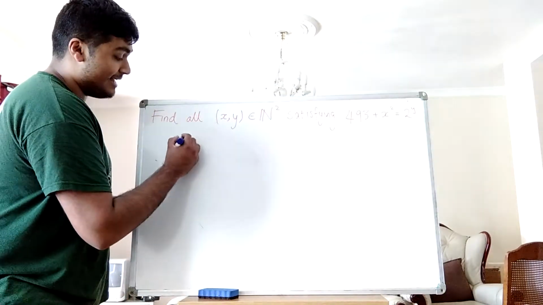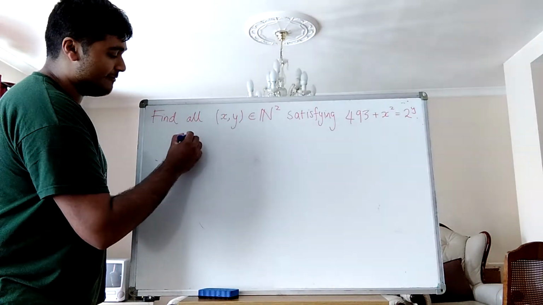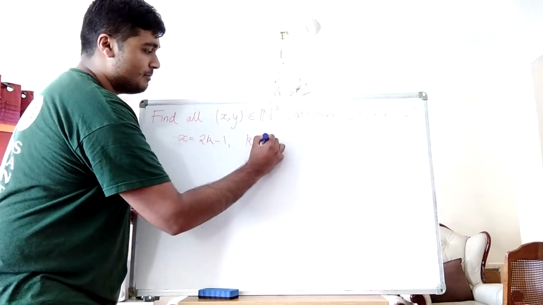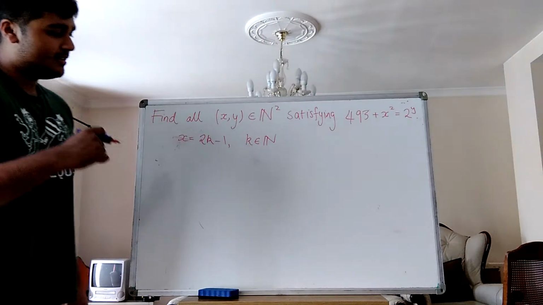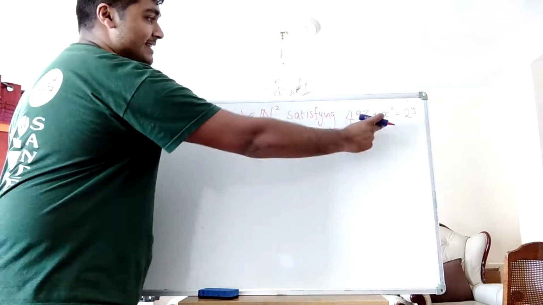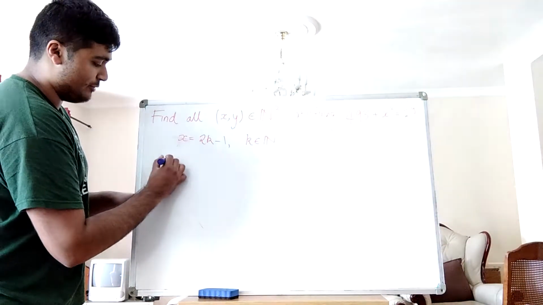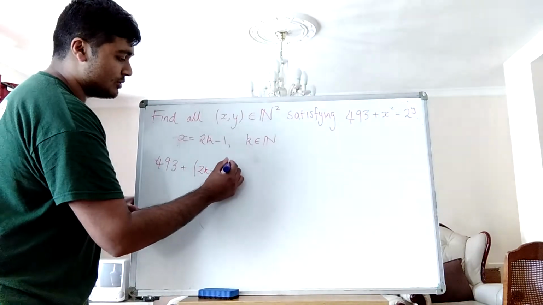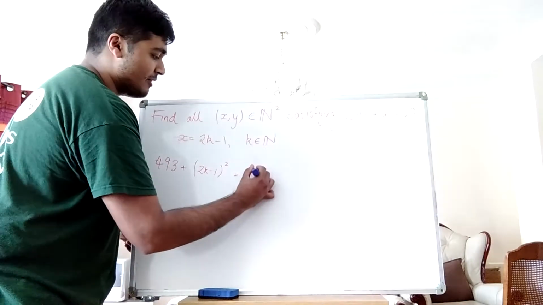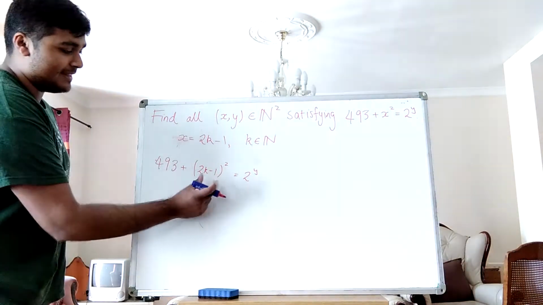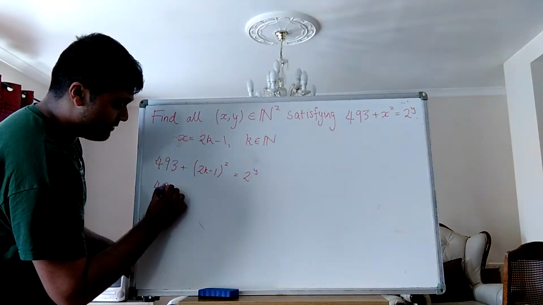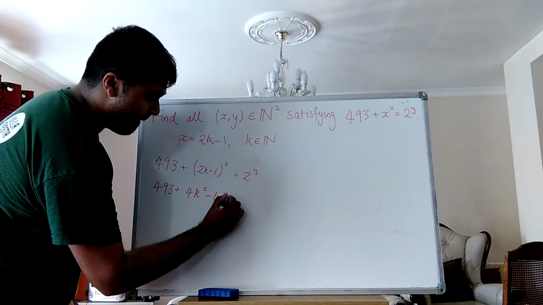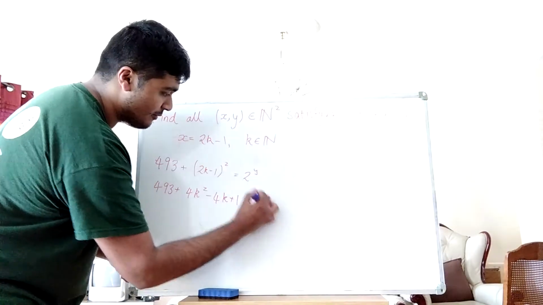So we have x can be written in the form 2k minus 1, where k is some positive integer. Let's put this back into this equation. So we get 493 plus (2k minus 1) all squared equals 2 to the power of y. If we expand this out, we can write this as 493 plus 4k squared minus 4k plus 1 equals 2 to the power of y.